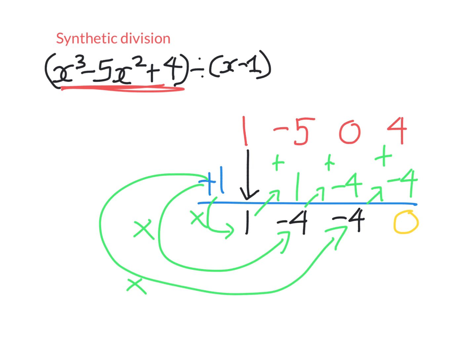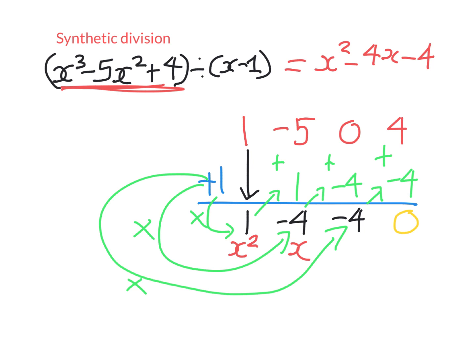We just have to recognize that when you divide a cubic by a linear polynomial, you get a quadratic. So this first term is going to be the coefficient of x squared. This is going to be the coefficient of x. And this here is the constant term. So essentially, I have found that x cubed minus 5x squared plus 4 divided by x minus 1 is equal to 1x squared, or just x squared, minus 4x minus 4. Now, you've probably figured out this final number here, bottom right, is the remainder of the whole division.